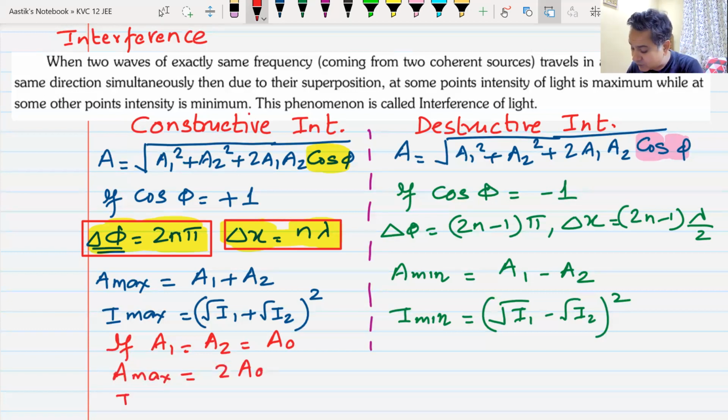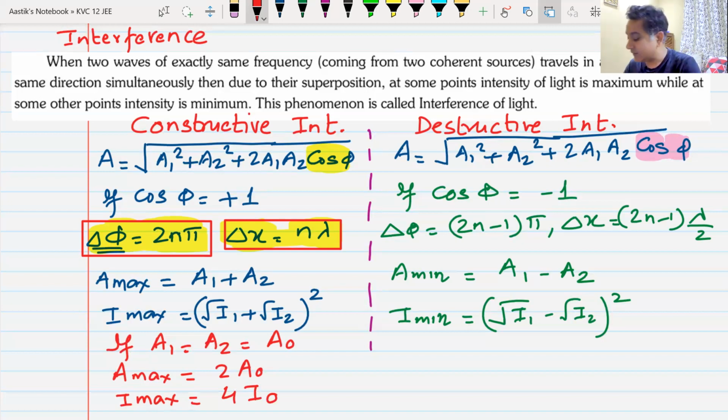What will be the value of I max in terms of I0? 2 I0, sir. 4I0, sir. Think, 4I0. Intensity is proportional to A square, so 2 square, 4.